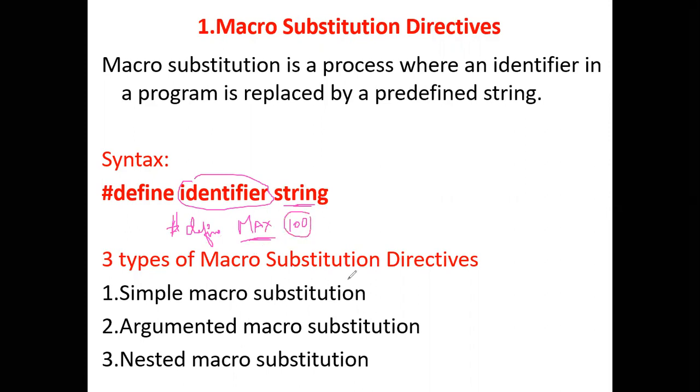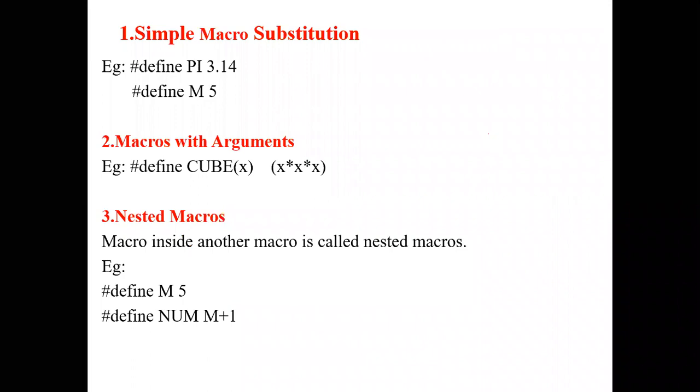So wherever in the program we have this macro MAX, it will be replaced with the value 100. There are three types of macro substitution: simple macro substitution, argument macro substitution, and nested macro substitution. These are some of the examples. This is an example for simple macro substitution. Wherever in the program you have the value M, it will be replaced with 5.